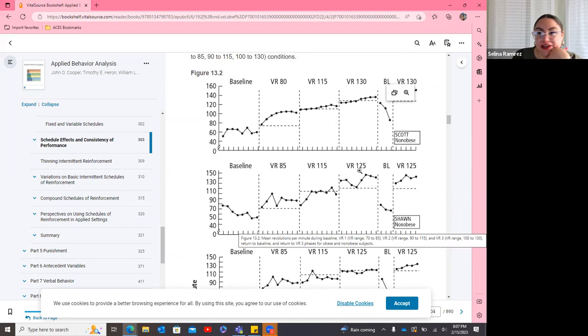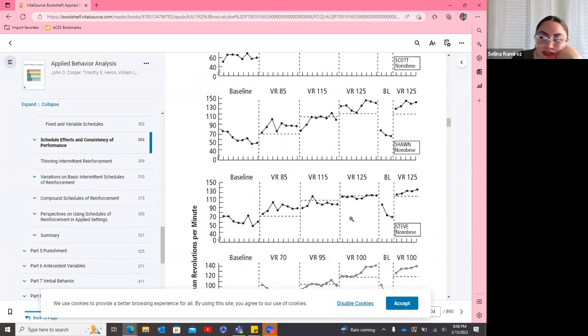They went up to VR 125. And then they were pedaling and pedaling and pedaling at higher rates during the higher ratio schedules.